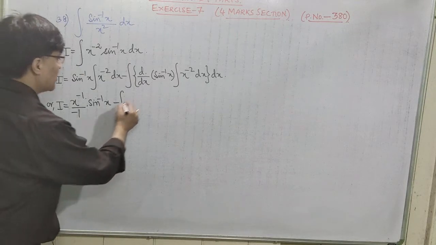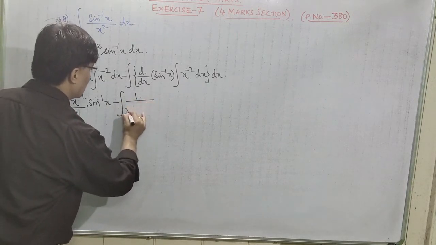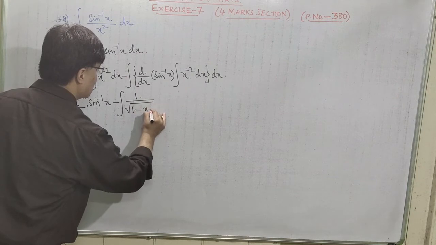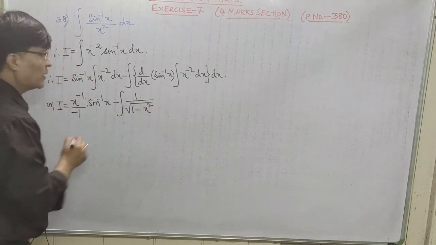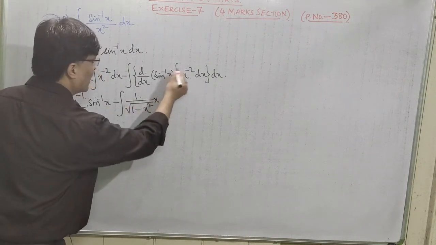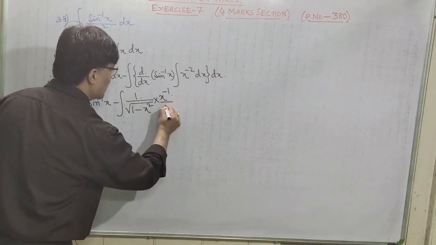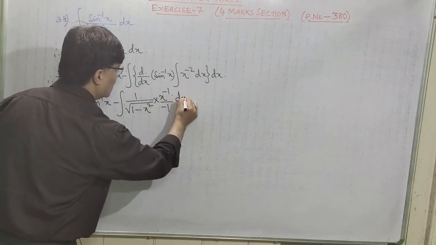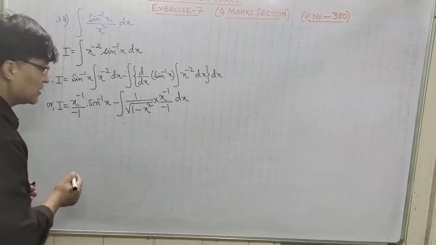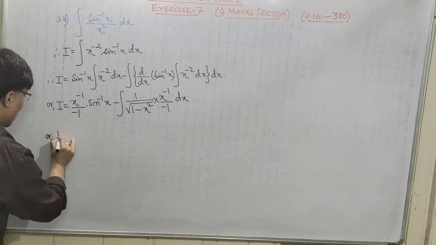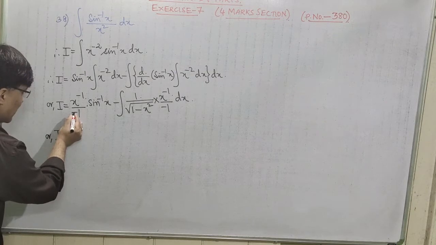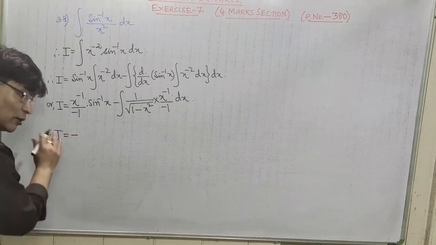Minus integration of, what is d by dx of sine inverse x? So what is this differentiation? 1 upon root over 1 minus x square. Okay, into, now again you have to integrate x to the power minus 2, that is x to the power minus 1 divided by minus 1, dx. Okay, so or I is equal to, this minus sign is written here outside.